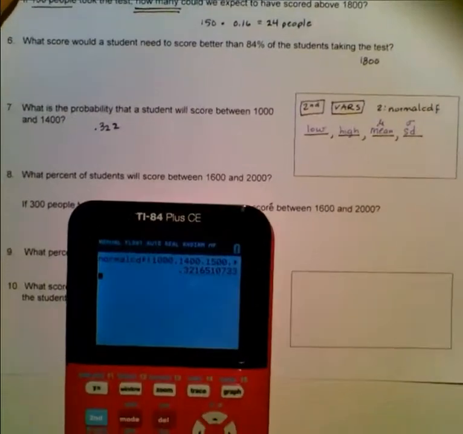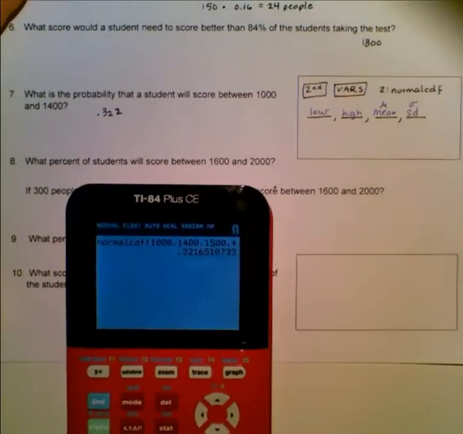Okay? So I'm hoping that you've maybe paused it and tried it. I'm going to go ahead and do it here too. So second bar is normal CDF. The low is 1600, and the high is 2000, and our mean and our standard deviation stay the same. And look again, it's 0.32.